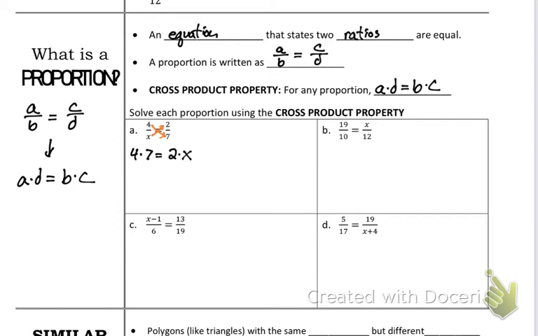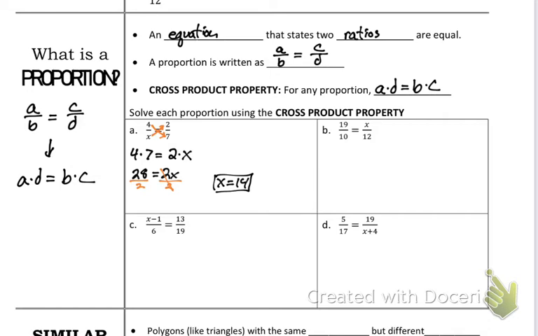All right, then we just have to do 4 times 7. That's 14 plus 14. I think I got 28. Did I do that right? We're good. Equals 2x. Divide both sides by 2. And I came out with x equals 14. Are we on board with x equaling 14? Okay, let's try C.